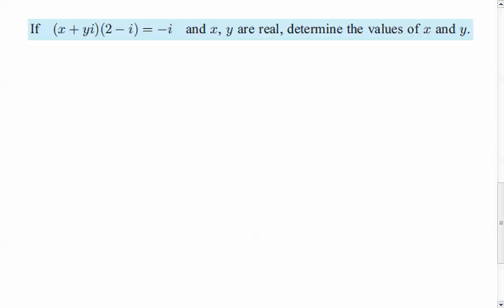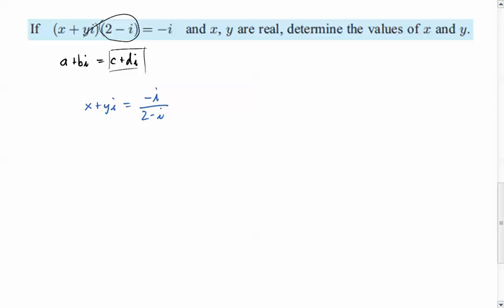So much better would be to use that idea of a plus bi equals c plus di if a equals c and b equals d. So if I can get rid of this 2 minus i and get the other side to look like this format right here, then I would know what x and y are. And so that's what I'm going to set about doing. First I'm going to get rid of that 2 minus i. I'm going to divide both sides by 2 minus i. So I'm going to have x plus yi equals negative i over 2 minus i.